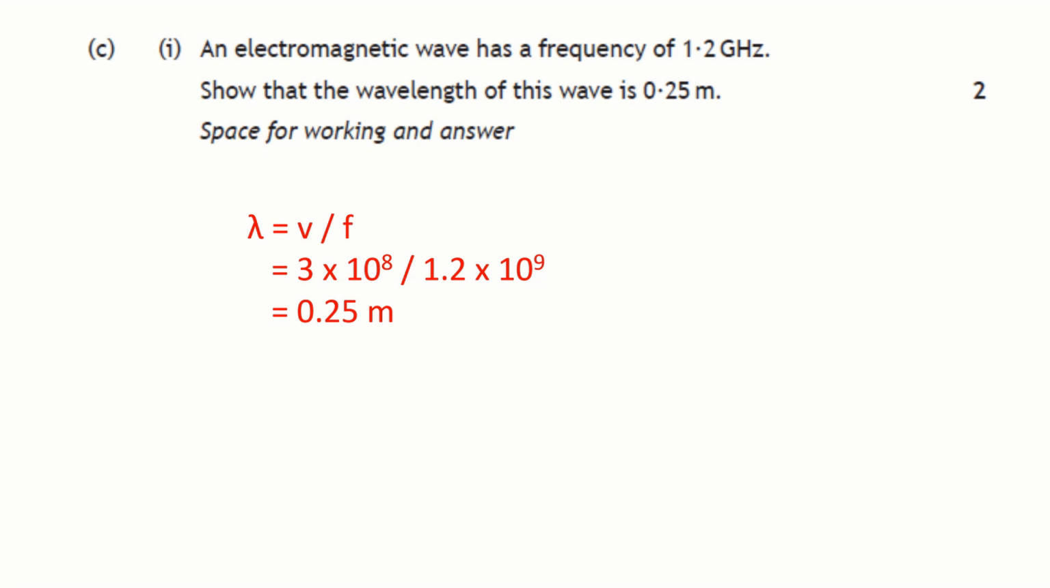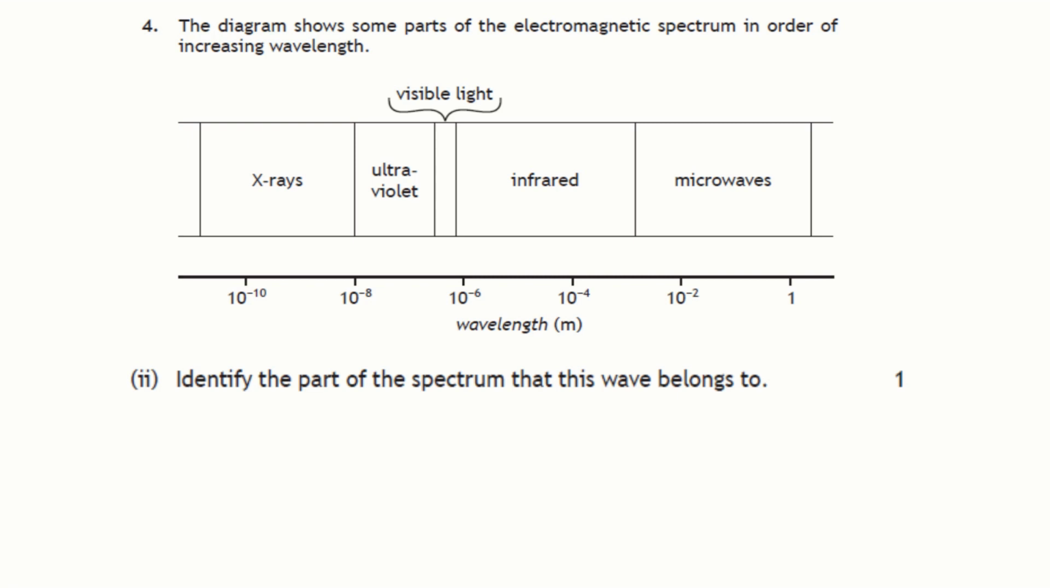Lastly, identify the part of the spectrum that this wave belongs to. Remember that the wavelength is 0.25 meters, so pause the video and have a think about whether or not this wave would be a microwave, an infrared, a visible light, ultraviolet or X-ray. So another way to say 0.25 meters is 2.5 times 10 to the negative 1 meters. If we see the wavelength scale along the bottom of the diagram, times 10 to the negative 1 would put it somewhere in the microwave region. So the answer would be microwaves.